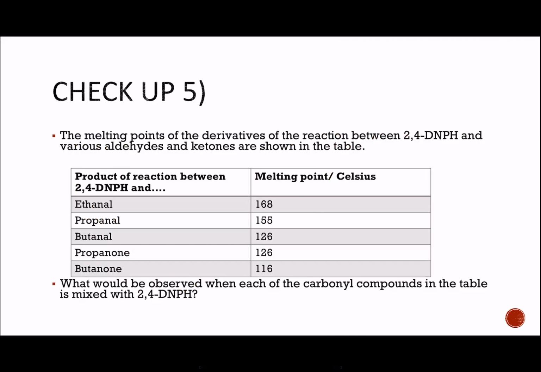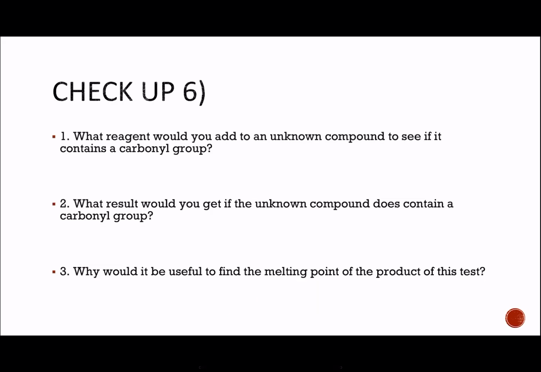So then checkup 5, melting points of the derivatives are shown. So taking a look at the different melting points, it doesn't help you with this question. The question is, what would be observed when each of the carbonyl compounds is mixed with 2,4-DNPH? Did you get it? Orange precipitate. Because that happens with both the aldehydes and the ketones.